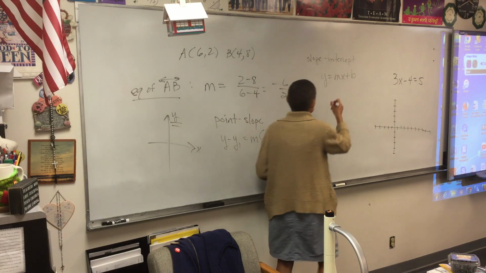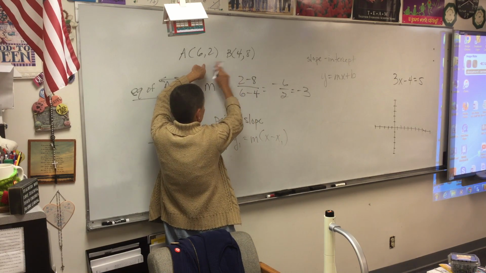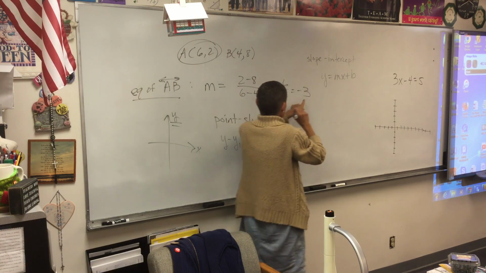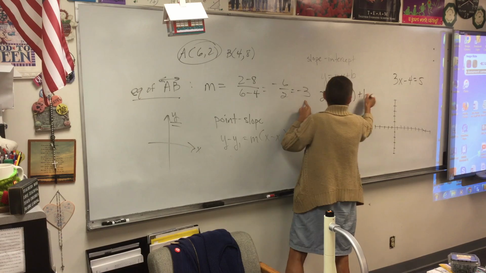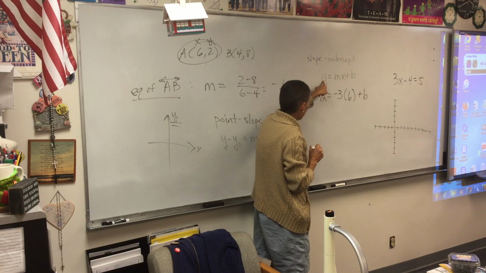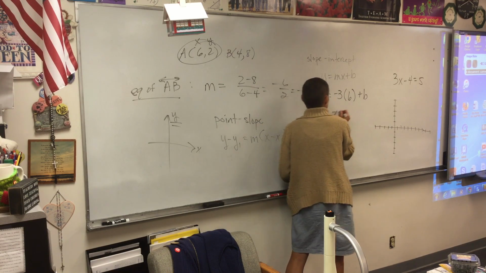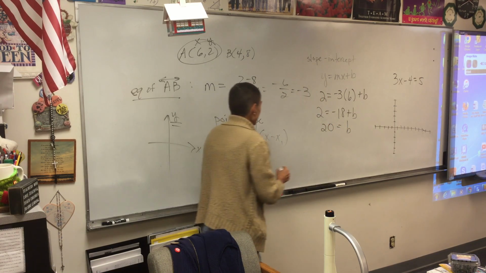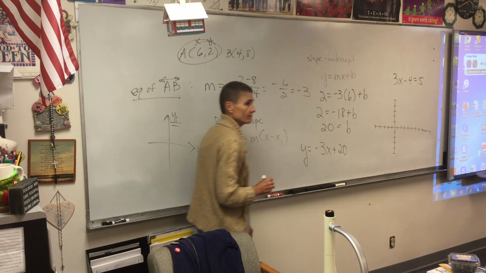Slope intercept form. When we do this, we pick one of our points, and it doesn't make any difference which one. You have a preference? 6 and 2. And we use our slope. So 2 equals negative 3 times 6 plus b. This is x, this is y, into my equation, y, m, x. I know all those numbers and I'm going to figure out b. So 2 equals negative 18 plus b, and b equals 20. So my answer, y equals negative 3x plus 20.